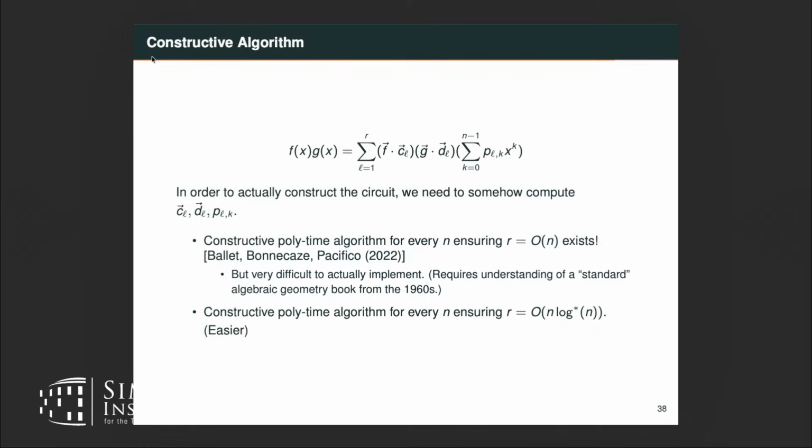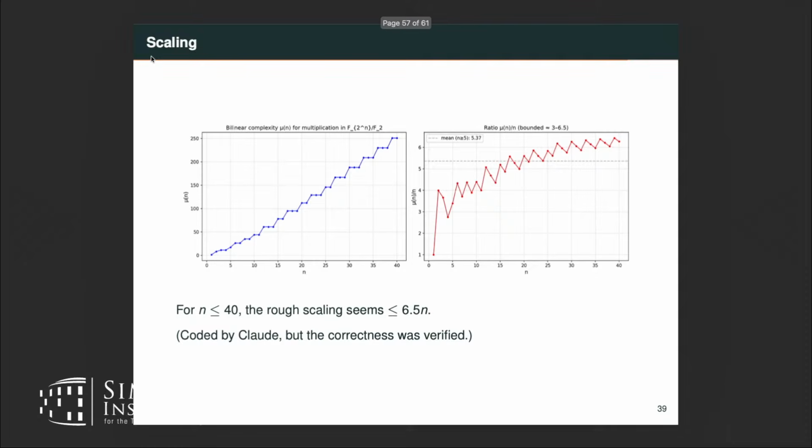But unfortunately, it seems very difficult to implement this algorithm in practice. I guess a fair thing to say is that the AI tried and it failed. It required some understanding of some standard algebraic geometry book from the 1960s. And that's the part where it stopped working. But these folks also have a constructed polytime algorithm that has a slightly worse scaling in terms of R, almost linear, but n times log star of n, basically log, log, log, log, log, until it just becomes basically linear. And for that, the AI did succeed in actually coding it up. And you get something that's not exactly linear, but for n up to 40, the rough scaling seems to be around 6.5n.